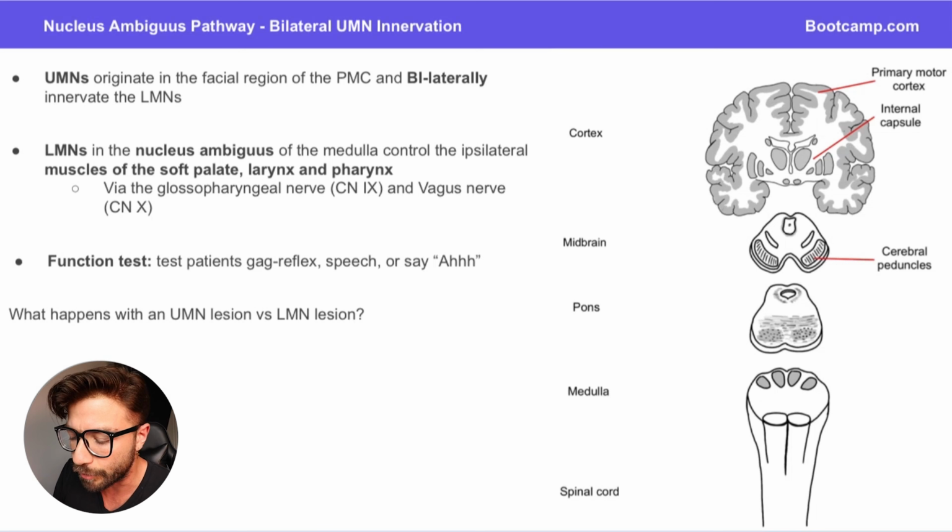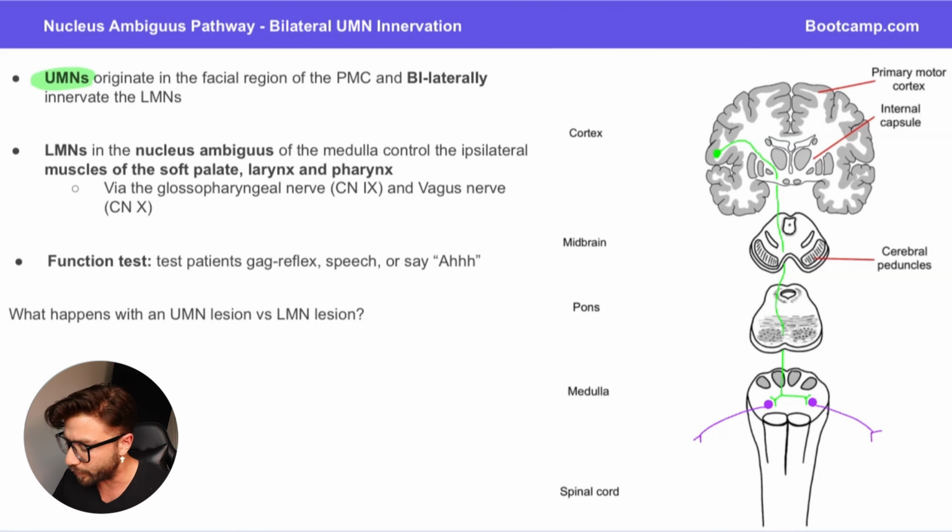So the upper motor neurons originate from that primary motor cortex, and they come down and they bilaterally innervate the lower motor neurons. So the lower motor neurons are going to be found in the nucleus ambiguus cranial nerve nucleus, and these are going to control ipsilateral muscles of the soft palate, larynx, and pharynx. And if you know, these muscles are controlled by the glossopharyngeal nerve as well as the vagus nerve. So let's draw this pathway out.